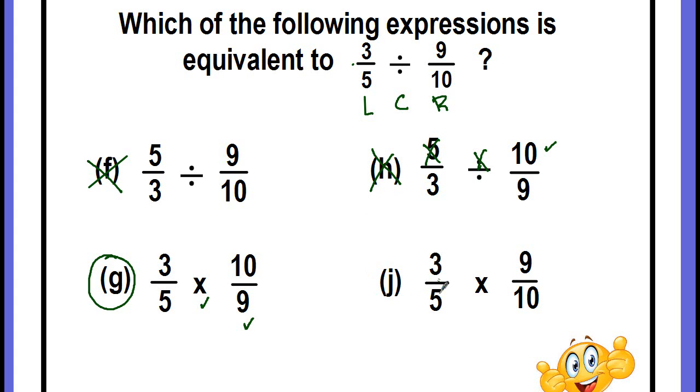And so we have 3/5 times 9/10. So they did change it. They did the C right. They changed the division to multiplication. They left the first fraction alone, but they forgot to write the reciprocal. They kept it as 9/10 when they should have written it as 10 over 9.